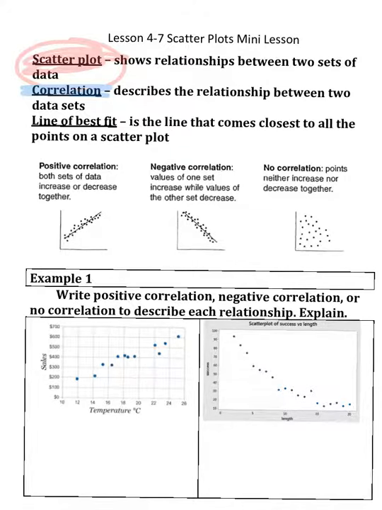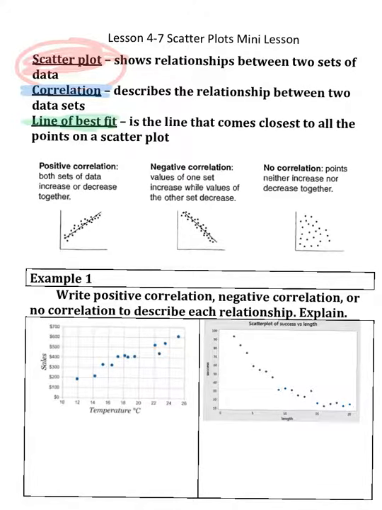Once you determine that there is a correlation, if there is one, you can draw a line of best fit, which is the line that comes closest to all of the points on the scatter plot. Basically, it's showing the direction of the data and giving you some information about the correlation. So let's break these down.